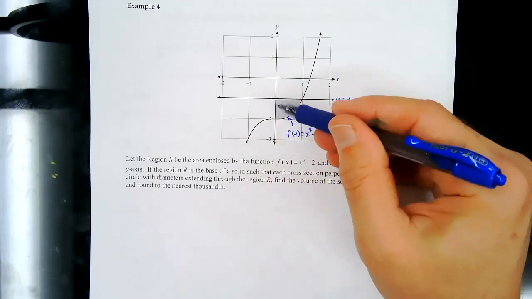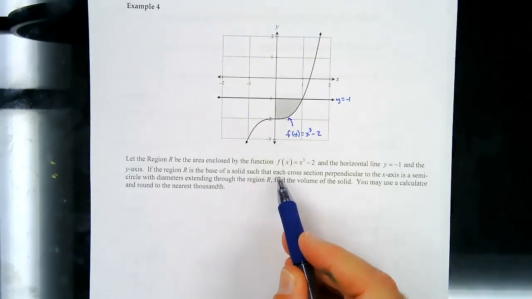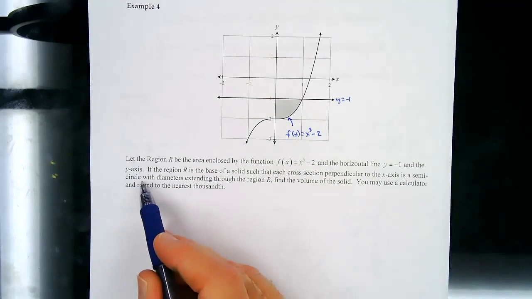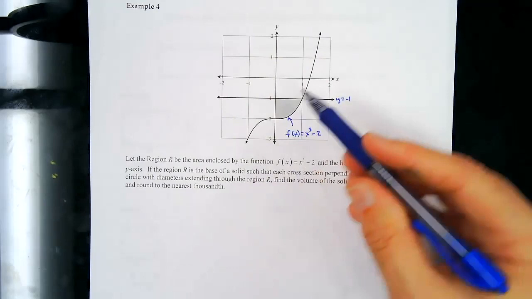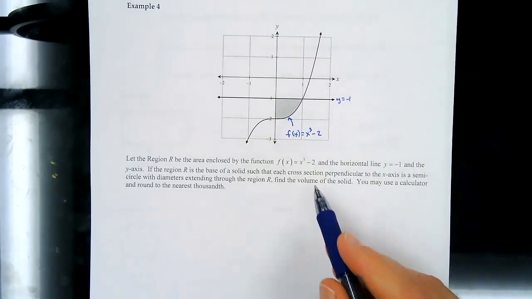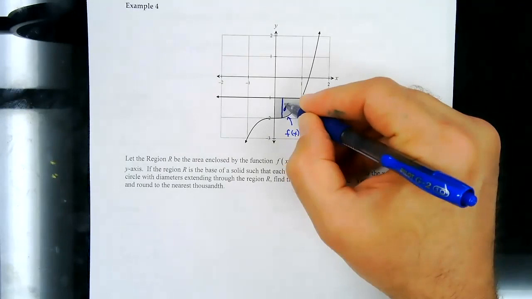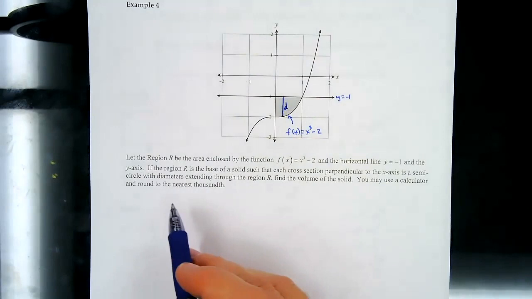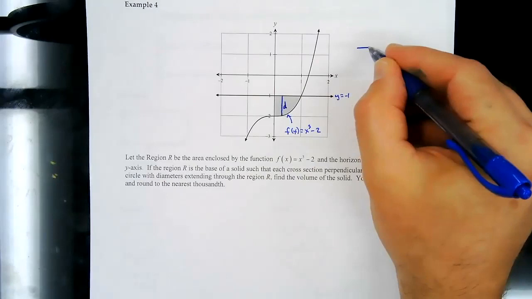If the region R is the base of a solid such that each cross-section perpendicular to the x-axis is a semicircle with diameters extending through the region R, so what is happening is this is a diameter right here, okay? And it's perpendicular to the x-axis. So we're going to draw it this way, and this is a diameter, so I'm going to label it D. That's the diameter of our semicircle, okay? And then find the volume of the solid, right? So we have this. Okay, that's the shape that we have.